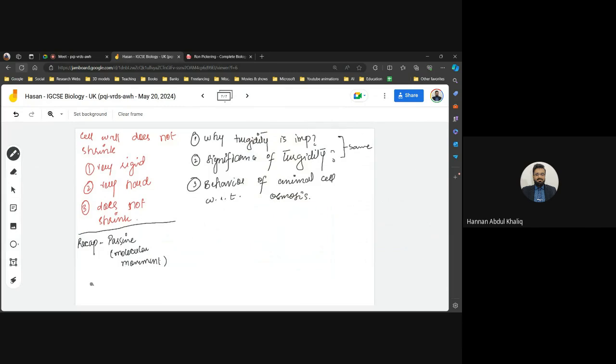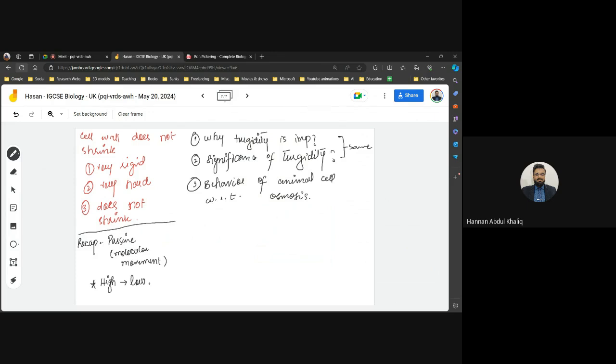Okay, another very important thing: both the movements that we have studied till now are from high concentration to lower concentration, or you can simply say that both of these movements are from high to low gradient, whether it is high concentration or higher water potential to lower water potential. Whatever it is, it's basically movement from high to low.